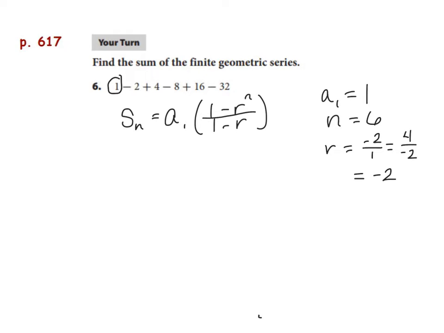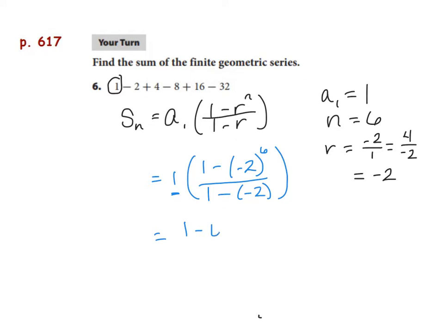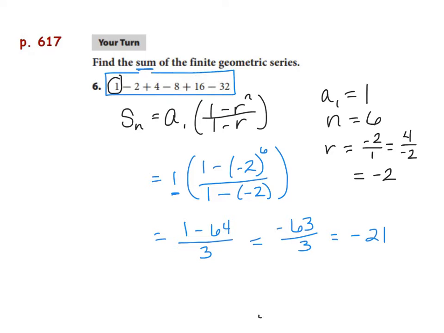Now that we have that information, let's simply substitute in. So a sub 1 is 1, times (1 minus, now I'm going to put this negative 2 in parentheses, raised to the 6th power), all over 1 minus negative 2 in parentheses. Okay, so as we simplify here, this 1 out front is just 1 times everything. That doesn't really help us any. So I'm going to compute 1 minus (-2) to the 6th power. That is 1 minus 64, so -63, over 1 minus -2, which is 3. And if I keep simplifying, that is -63 over 3, which simplifies to -21. So the sum of this series is -21.